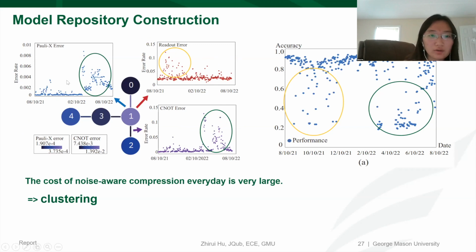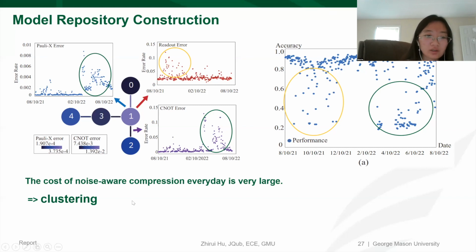Let's see the fluctuating noise. We can see the green circle. It is a gate error, and the accuracy will decrease because of the large gate error. And the yellow circle is about the readout error. If the readout error is large, the accuracy will also decrease.